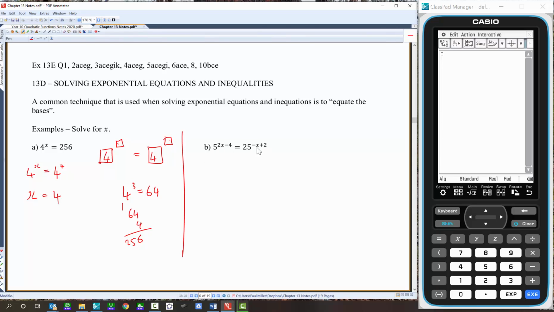All right, now let's go over to this one here. So I've got 5 to this and 25 to this. Now note that 25 can be written as a base 5. So I'm going to leave the left-hand side as is, and rewrite the right-hand side as 5 squared, to the negative x plus 2. All right, that's one power raised to another power. What I do is I multiply the powers.